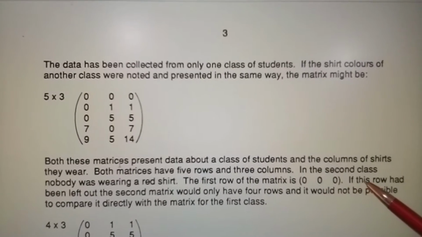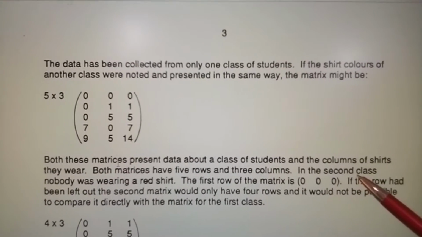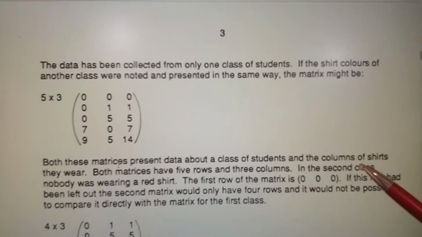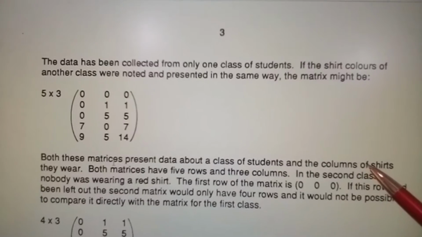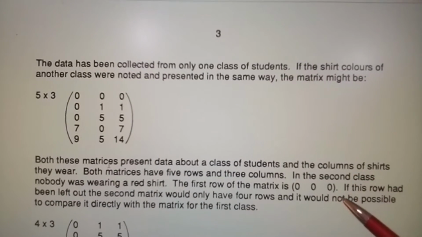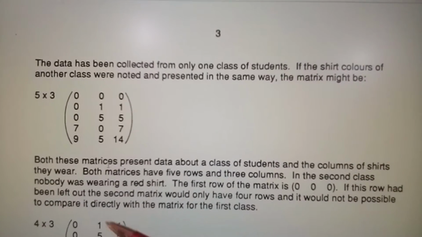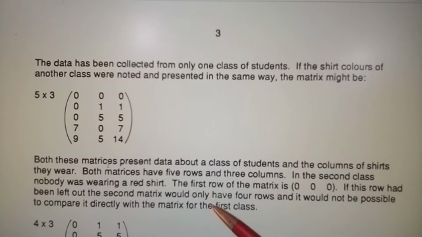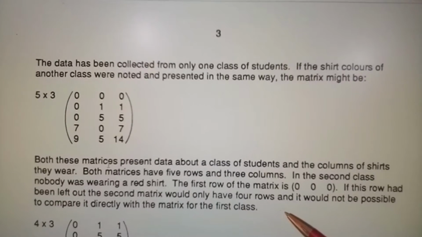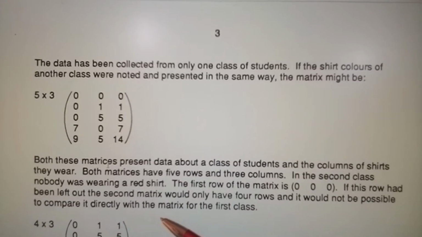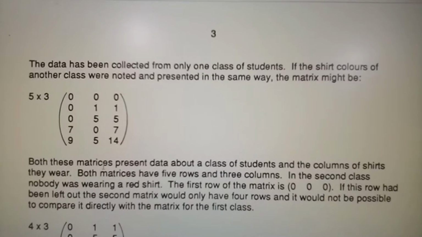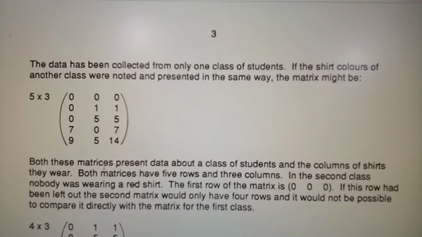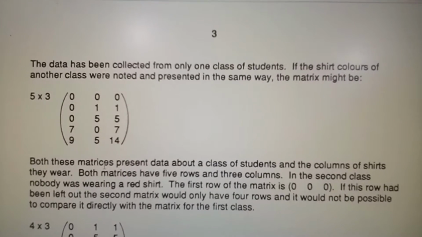If this row had been left out, the second matrix would only have 4 rows, and it would not be possible to compare it directly with the matrix for the first class, because the matrices have to be comparable with each other, so there must be similar rows and similar columns.